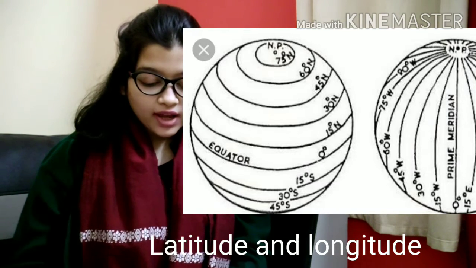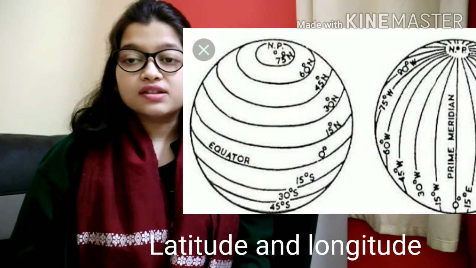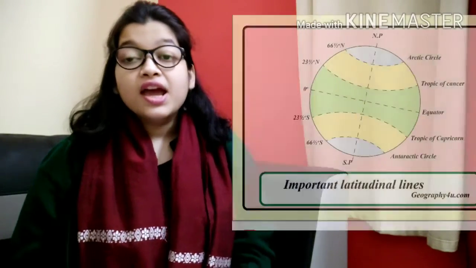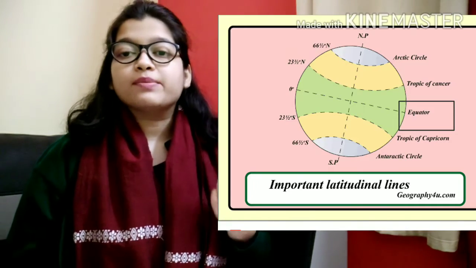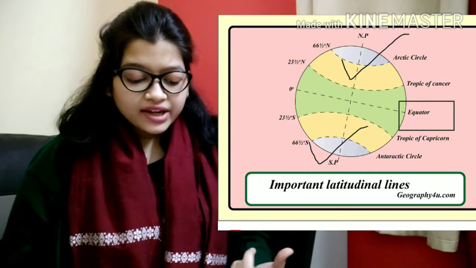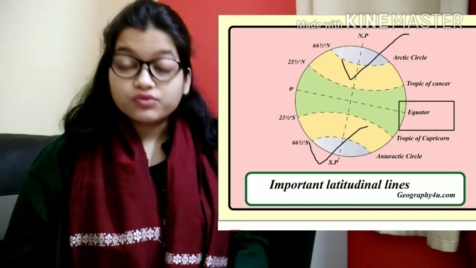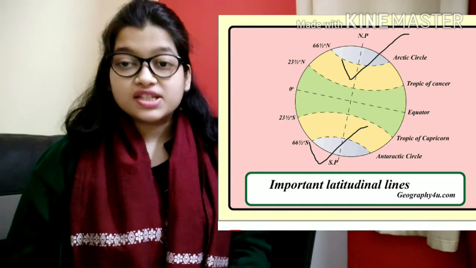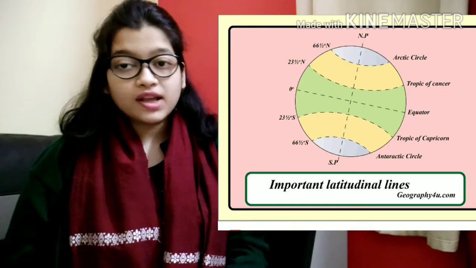So first we will talk about latitudes. The longest latitude is the equator, that is situated at 0 degree. The numerical value of the equator is 0 degree. Now the equator divides the world into two hemispheres, the northern hemisphere and the southern hemisphere. Now in your text some important latitudes are given. We read about these latitudes in detail; this is just to recapitulate the idea of those important latitudes.